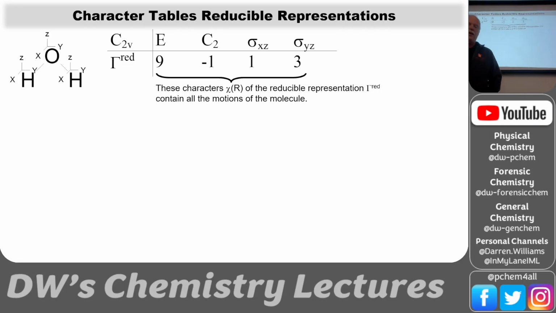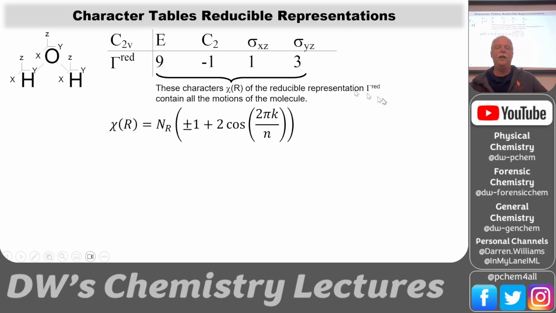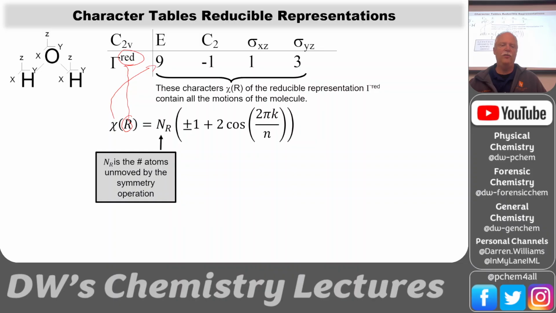There's this equation out of Harrison Bertolucci's book, also out of Cotton's book on chemical applications of group theory, and it's how we come up with this reducible representation character. So this R is for reducible right here, and this chi is for character. We're going to go through this equation, and it's going to give us those characters after we operate on the molecule. The first one is the number of atoms unmoved by the symmetry operation.